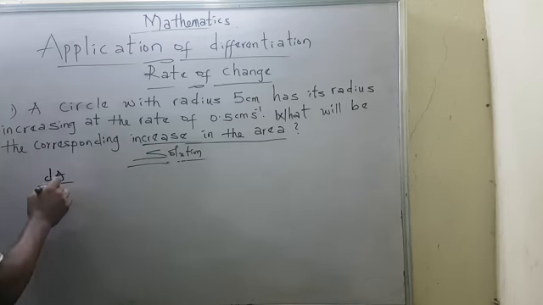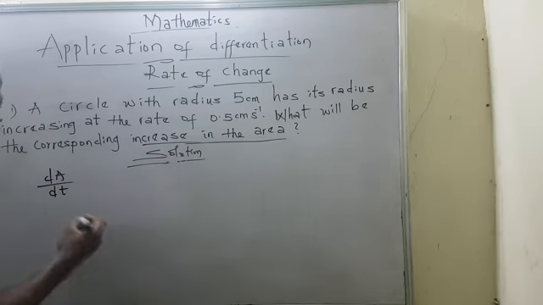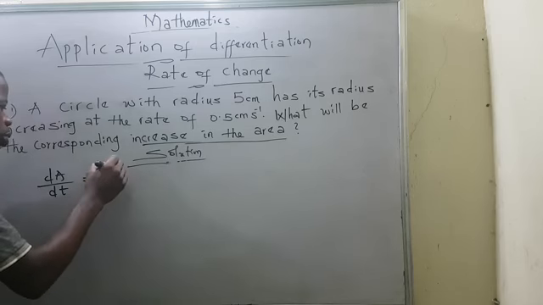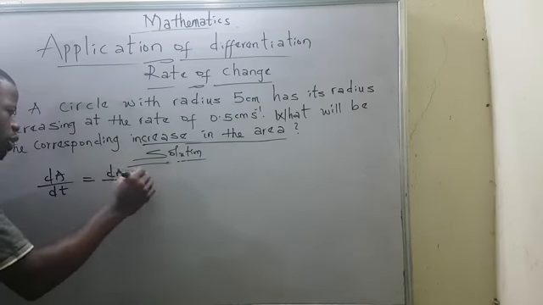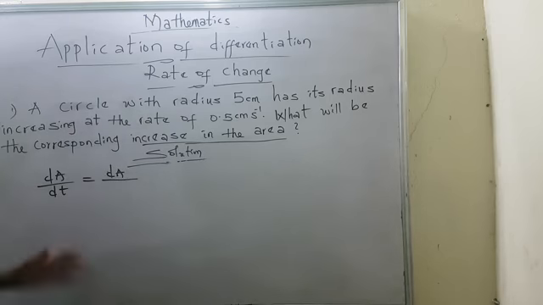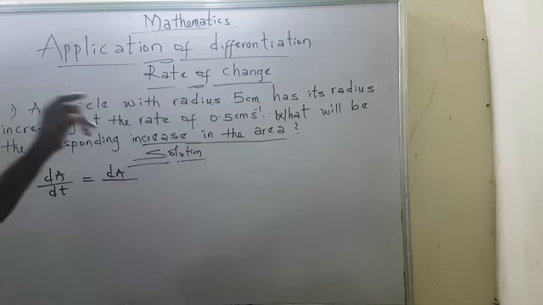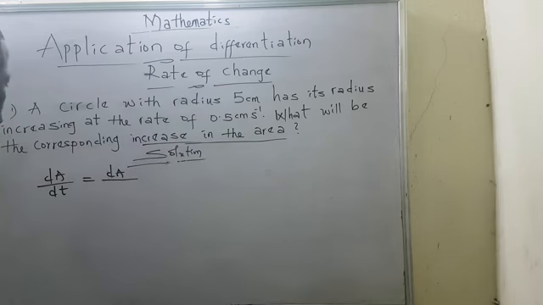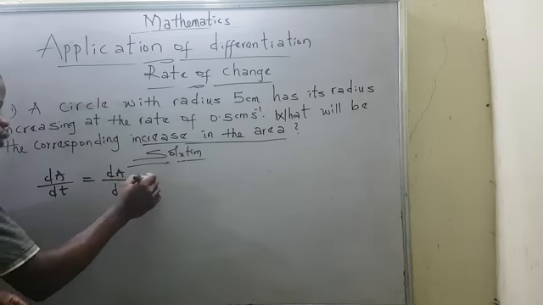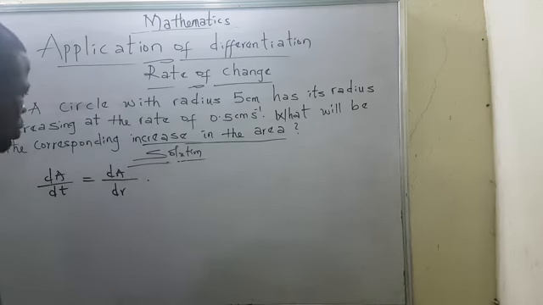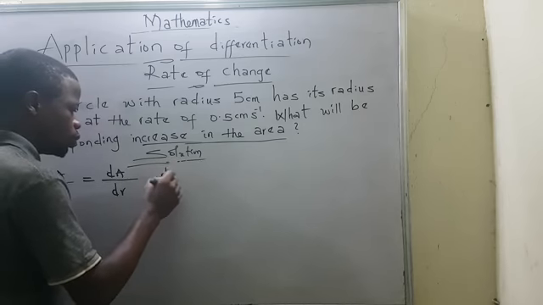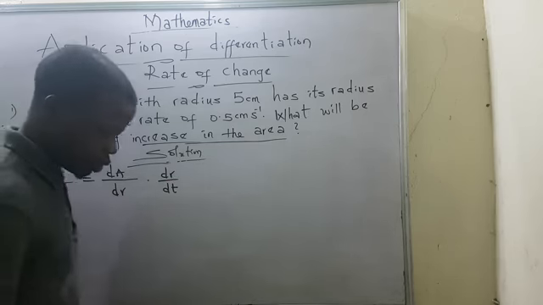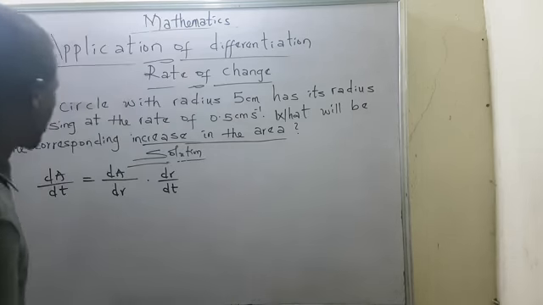Increase in area, dA/dt. We don't have it. Increase in area, dA/dt, using the chain rule. Follow what I did the other time. So this one will be dA/d-something. dA/d what? What other parameters do we have here? We have the radius. We have the rate at which the radius increased. So we're supposed to have dA/dr times the rate at which the radius increased, that will be dr/dt.